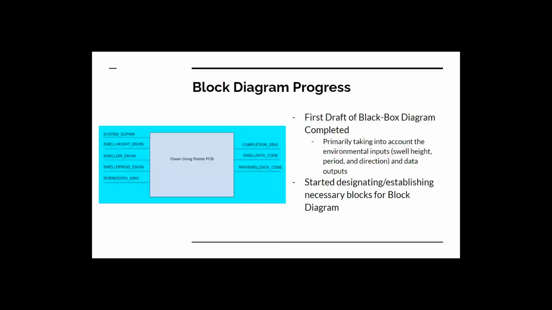So the progress that we made in the block diagram is primarily in the black box diagram. We have a first rough draft completed, which primarily takes into account the environmental inputs, including swell height, period, and direction, as well as some of the data outputs that we'll be handling towards the end of our project, including the completion signals, raw swell data, and some processed swell data that'll be sent over a telecommunications link. We also started designating and establishing some necessary blocks for the block diagram, but there may be some personnel changes as the project goes along.